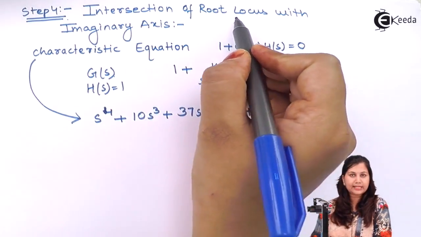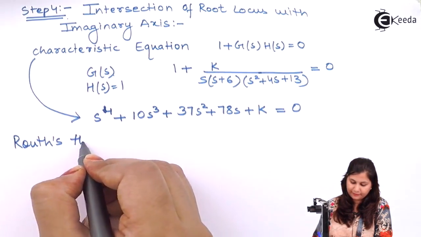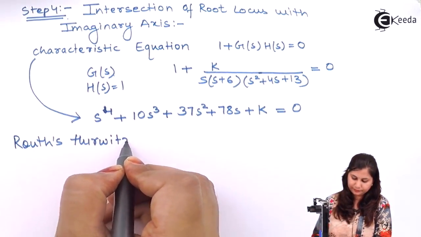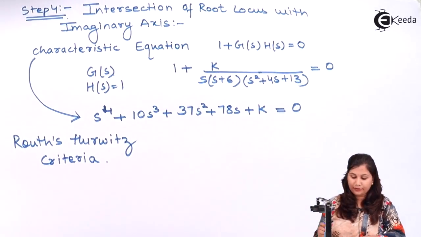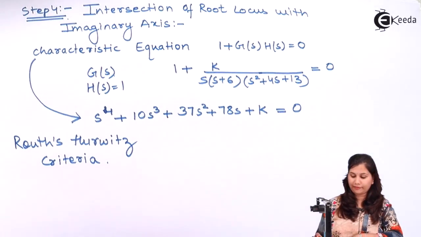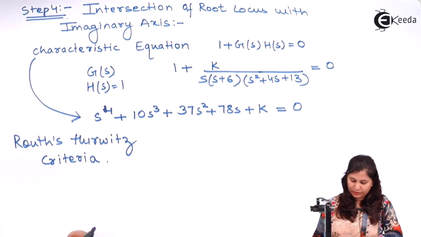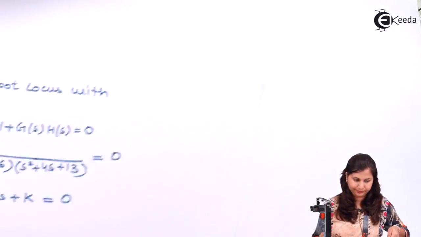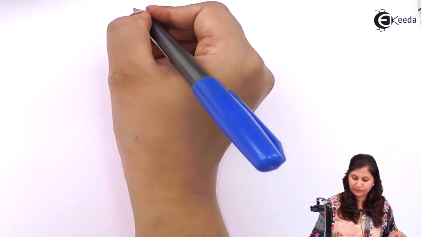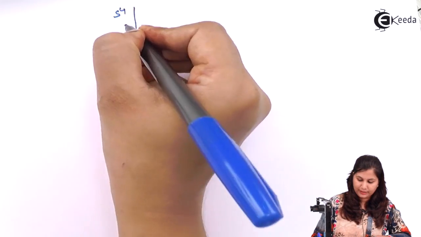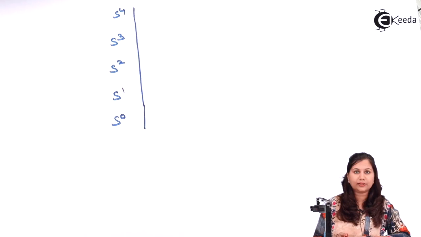Now for finding the intersection of the root locus, we will use the Routh-Hurwitz criteria. For this, we will have to form the Routh array using this characteristic equation. So let's form the Routh array. The highest power of s in this equation is s⁴, so we will start from s⁴, then s³, s², s¹ and s⁰.